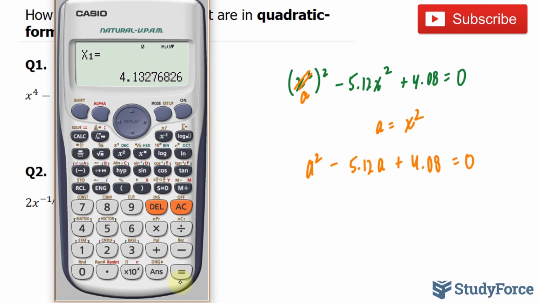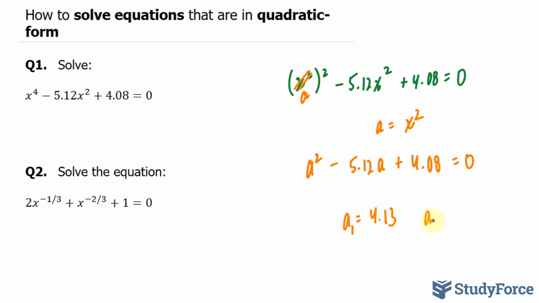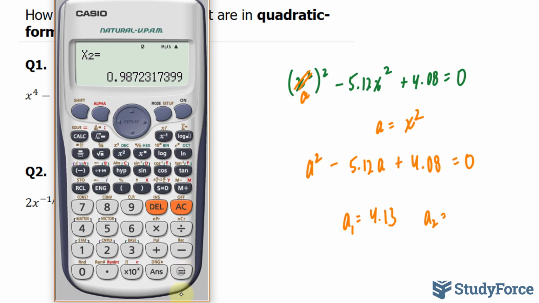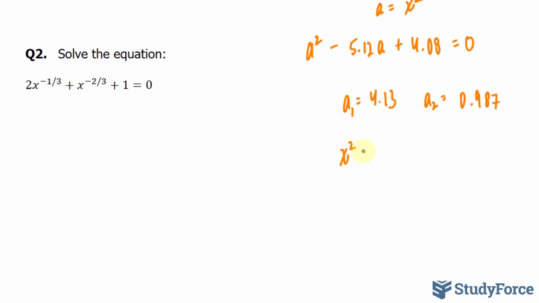I end up with an a value of 4.13, and another a value, that's my first a and that's my second, that's equal to 0.987. We'll keep 3 significant figures for both. Remember what we set a as. We set it as x to the power of 2. So I'm going to replace this with x to the power of 2, and this one with x to the power of 2. This means that I'm going to have 4 roots, or 4 solutions, because I need to square root both sides.